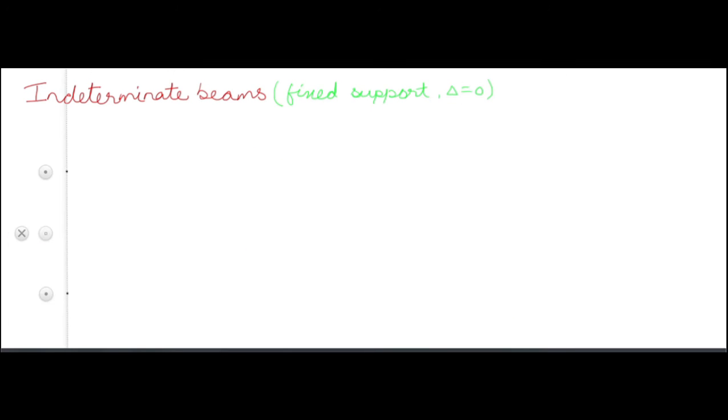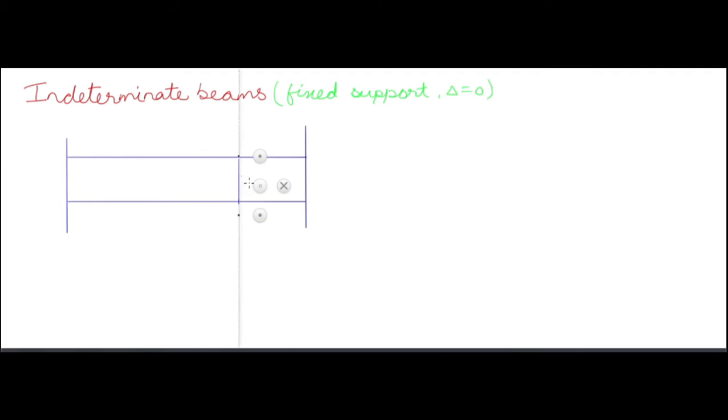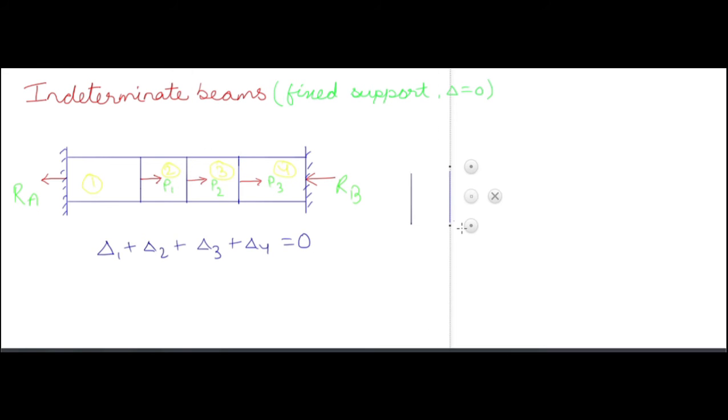Now indeterminate beams mean fixed supports on both sides. So this is the indeterminate beam, and P1, P2, P3 are the forces acting at various cross sections, and RA and RB are the reaction forces. So from the first, all the reaction forces plus applied forces will sum to 0. So you can do that first.